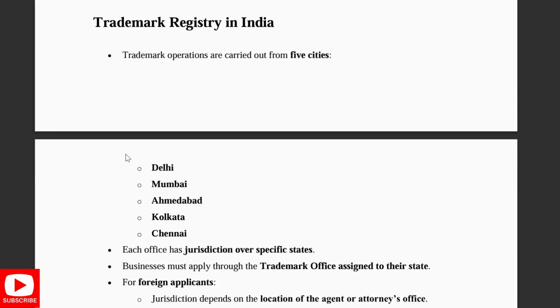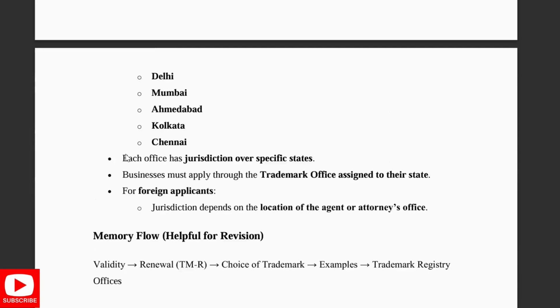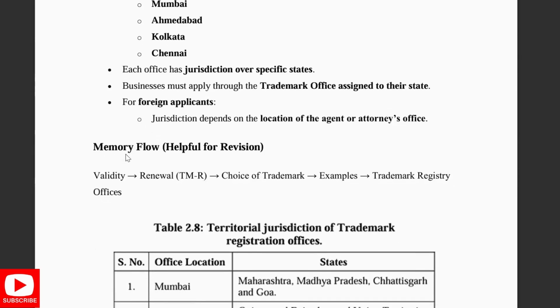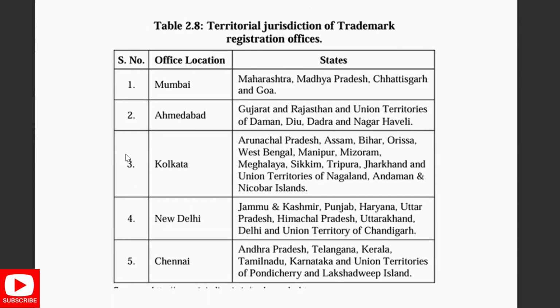Then the trademark registry in India. It is carried out by five cities: Delhi, Mumbai, Ahmedabad, Kolkata, and Chennai. Each office has jurisdiction over specific states. Businesses must apply through the trademark office assigned to their state. For foreign applicants, jurisdiction depends on the location of the agent. Next, you can see the territorial jurisdiction of the trademark registration offices, where the office locations are and what states come under each location.